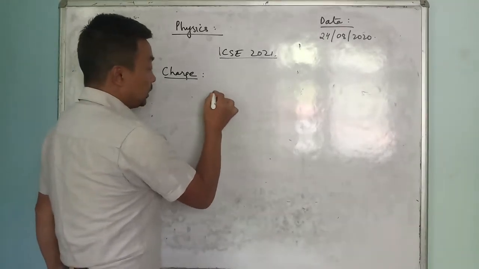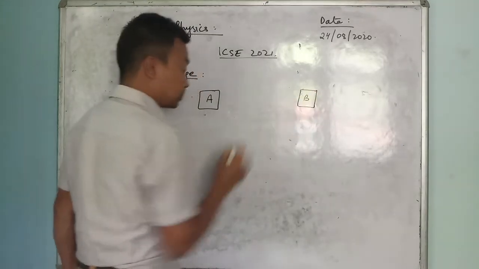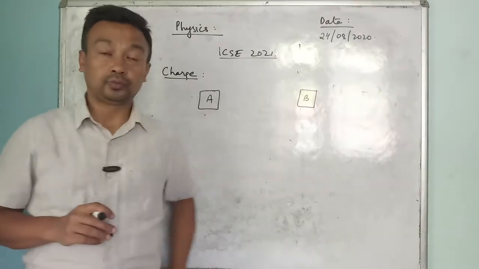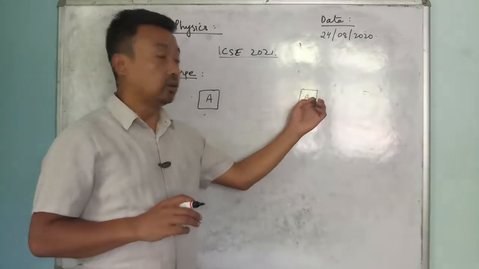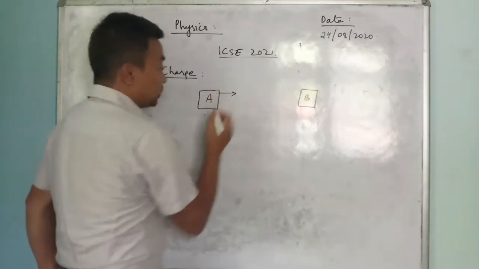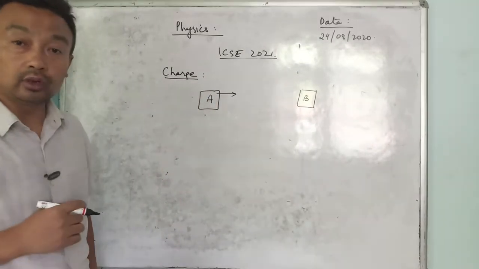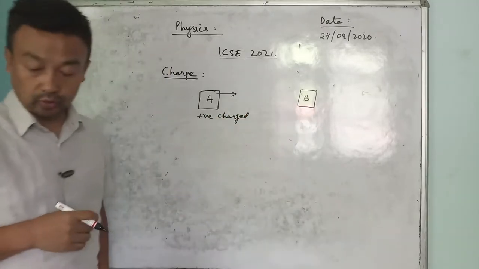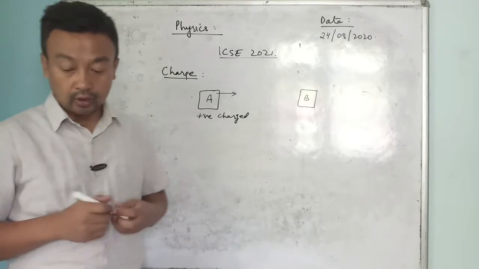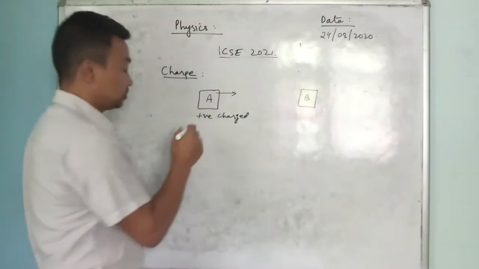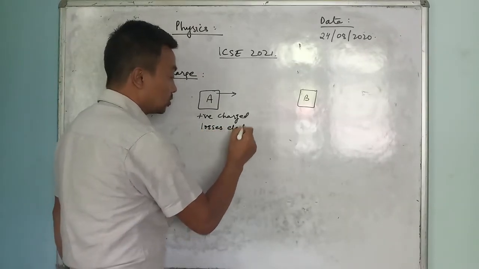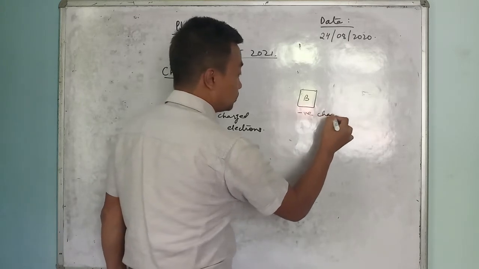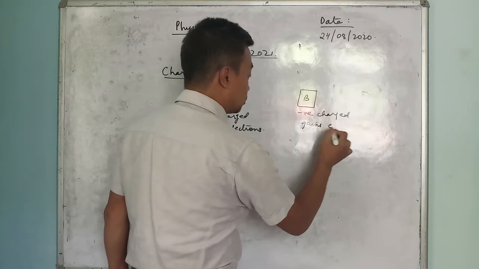Let us take body A and let us take body B. Now when these two bodies are in contact or rubbed together, there will be a transfer of electrons. Electrons will move either from A to B or from B to A. So when these electrons move, this body will be deficient of electrons and will be positively charged. That means it loses electrons. Electrons, we all know, are negatively charged. And body B will gain the electrons, so it will be negatively charged. So here it gains electrons.